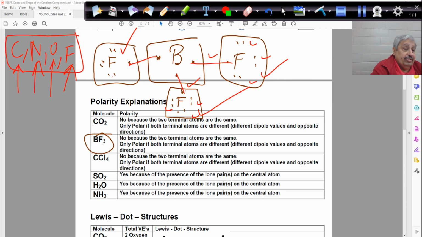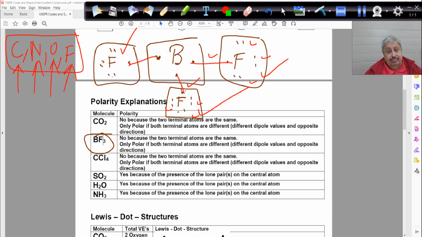They have to have an octet. If they don't, then the Lewis-Dot structure is not correct. So boron violates the octet rule, and we don't care. I will say all the elements can violate the octet rule except those 4. They are not allowed to violate.